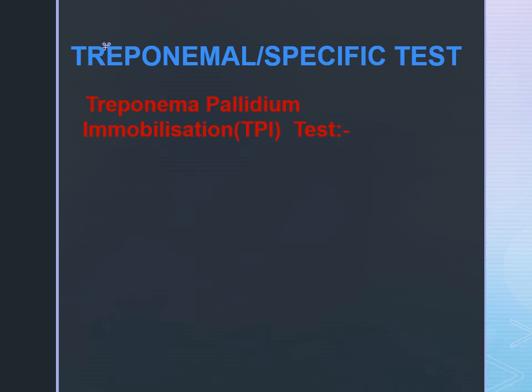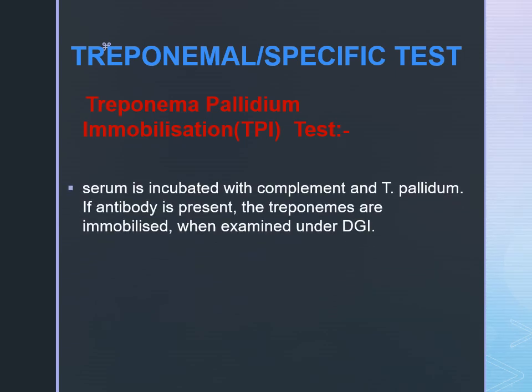Now we will take the serum sample of the patient, and that serum, if it has antibodies against the treponema, will be added to it along with the complement factor. So this treponema pallidum reacts with the antibodies in the serum in the presence of complement, and the treponema become immobilized. Because if the serum has antibodies against the treponema, these antibodies will react with the treponema and immobilize the bacteria. So that is the treponema pallidum immobilization test. This was the confirmatory test.